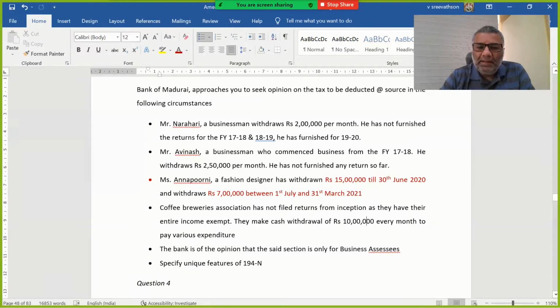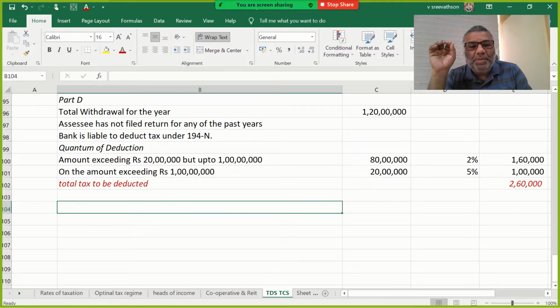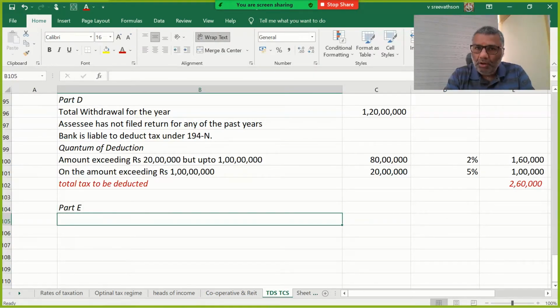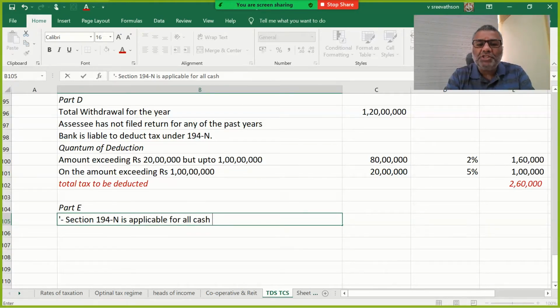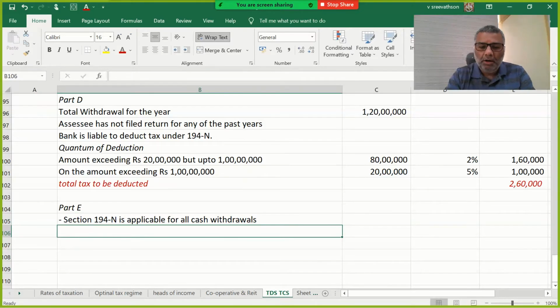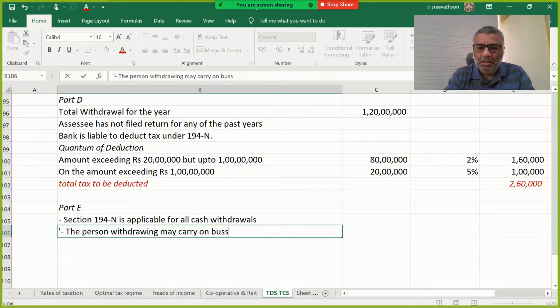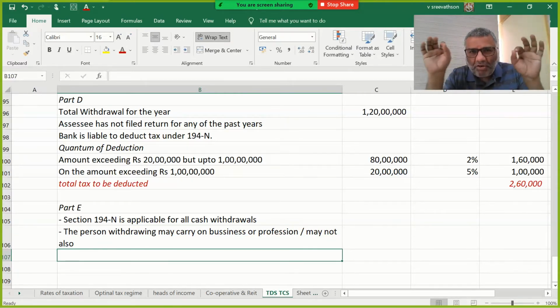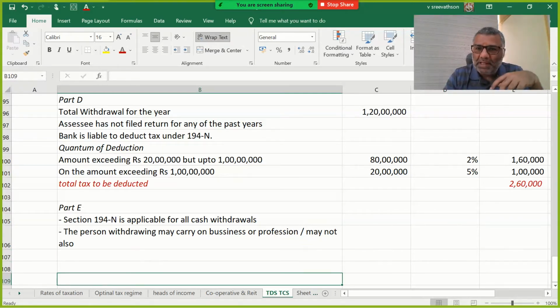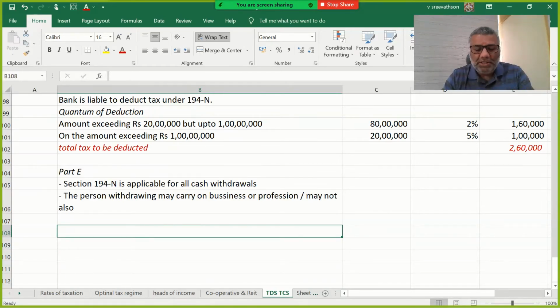The bank is of the opinion that the said section is only for business associates. The answer is no. Nowhere has the word been said for associates carrying on business or profession. Section 194N is applicable for all cash withdrawals. The person withdrawing may carry on business or profession, or may not also. So irrespective of this, this provision is applicable. Apart from the 20 lakhs and 1 crore limit, nowhere it has been said it is only for business associates, etc. So even if you and I, as individuals, are withdrawing, it is still applicable.